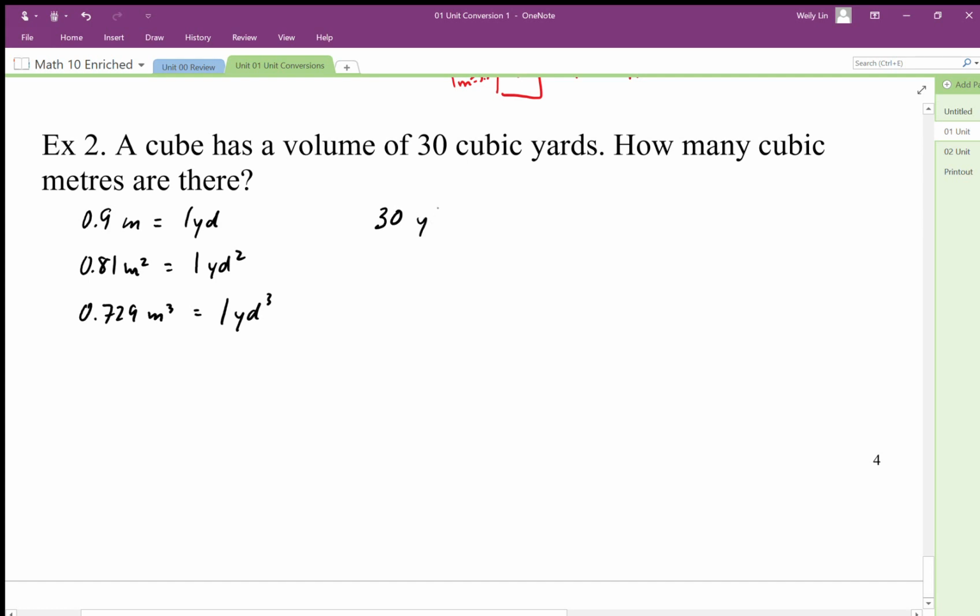And then I can use this for my conversion. So I have 30 cubic yards times 0.729 meters cubed for 1 yard cubed. Okay, again, make sure that the units match up, and then I can multiply that through. So 30 times 0.729 is equal to 21.87 meters cubed.